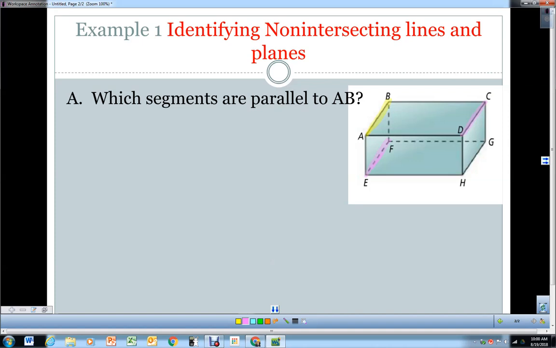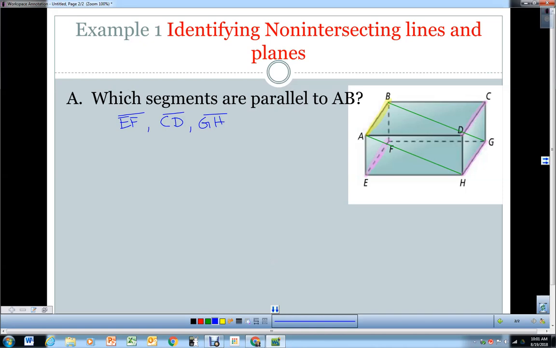The one that a lot of people forget about is GH. Because these are in the same plane, because we can draw a plane that goes from this corner, this diagonal to this diagonal. And so therefore this becomes the same plane. They're in the same plane. They're parallel to each other. So if you can draw a plane to another line, then you can say it's parallel to it. It's in the same plane. So as we write these down, we would say that EF, we would have CD, and we would have GH. So these are 3 segments that would be parallel to AB.